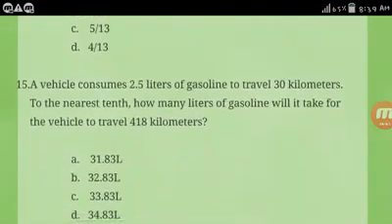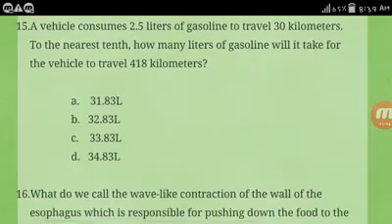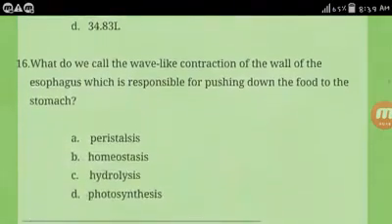Next, a vehicle consumes 2.5 liters of gasoline to travel 30 kilometers. To the nearest tenth, how many liters of gasoline will it take for the vehicle to travel 418 kilometers? So here is a ratio and proportion problem. It's 2.5 is to 30 is equal to x is to 418. So you have to multiply 418 times 2.5 divided by 30. That will give you 34.83 liters. Letter D.